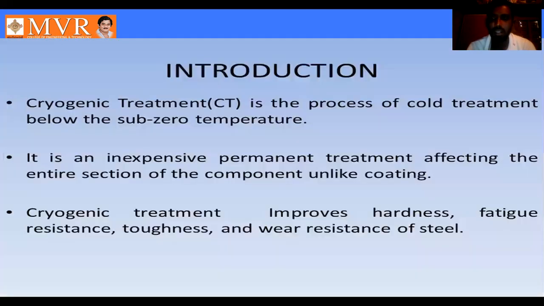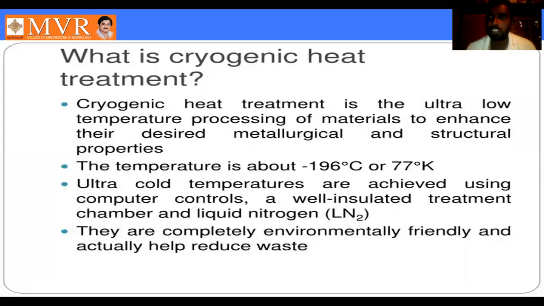So see here. By using the low temperature onwards we are improving the hardness, fatigue resistance, toughness and wear resistance of the steel. So we can call it one of the cryogenic heat treatment processes. And at low temperature we are improving these properties. One is its friendly nature to the atmosphere in the heat treatment process. Next is that it reduces the waste. That is the main concept for the cryogenic heat treatment procedure.